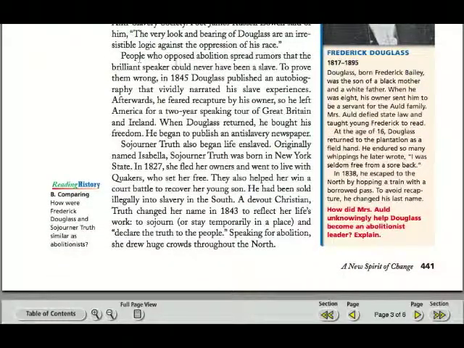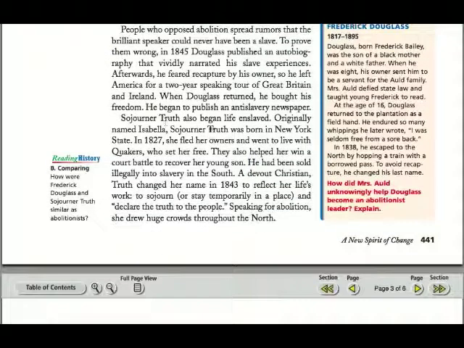People who opposed abolition spread rumors that the brilliant speaker could never have been a slave. To prove them wrong, in 1845, Douglass published an autobiography that vividly narrated his slave experiences. Afterwards, he feared recapture by his owner, so he left America for a 2-year speaking tour of Great Britain and Ireland. When Douglass returned, he brought his freedom.